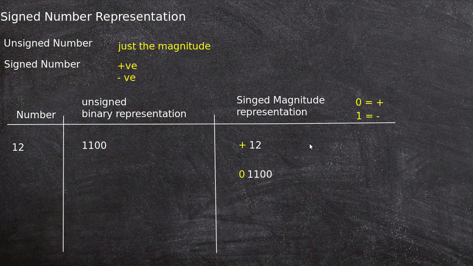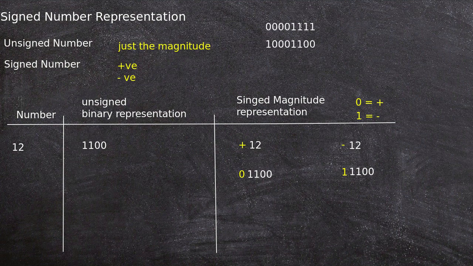Now let us represent minus 12 here. So minus 12 becomes like this. Here 1 signifies the minus sign and the next part is the magnitude. So you see, one extra bit is necessary when we are representing the number using the signed magnitude representation.